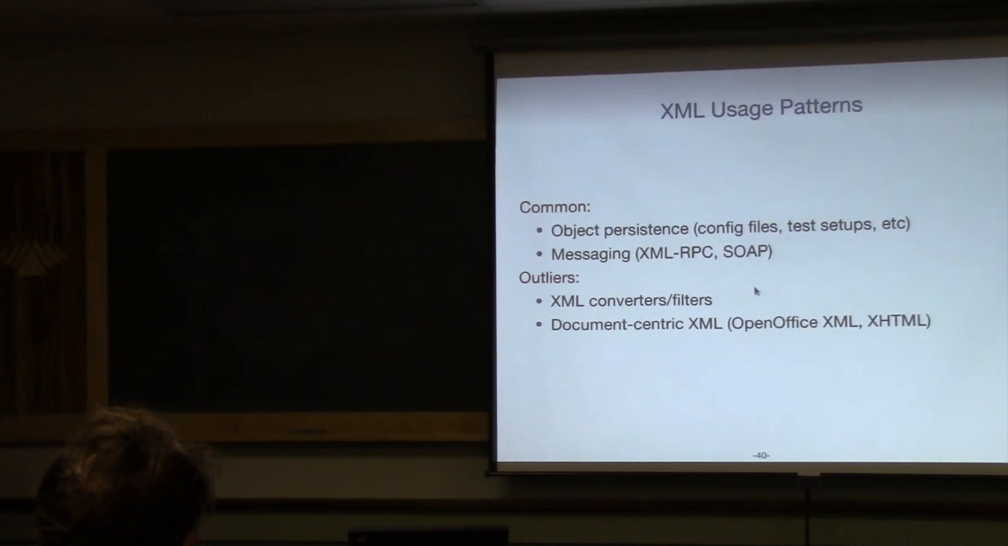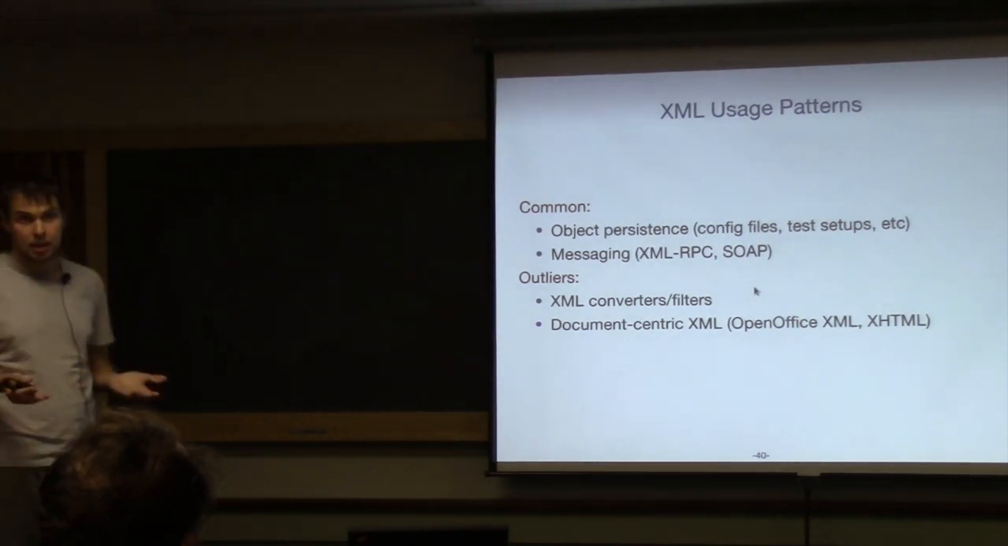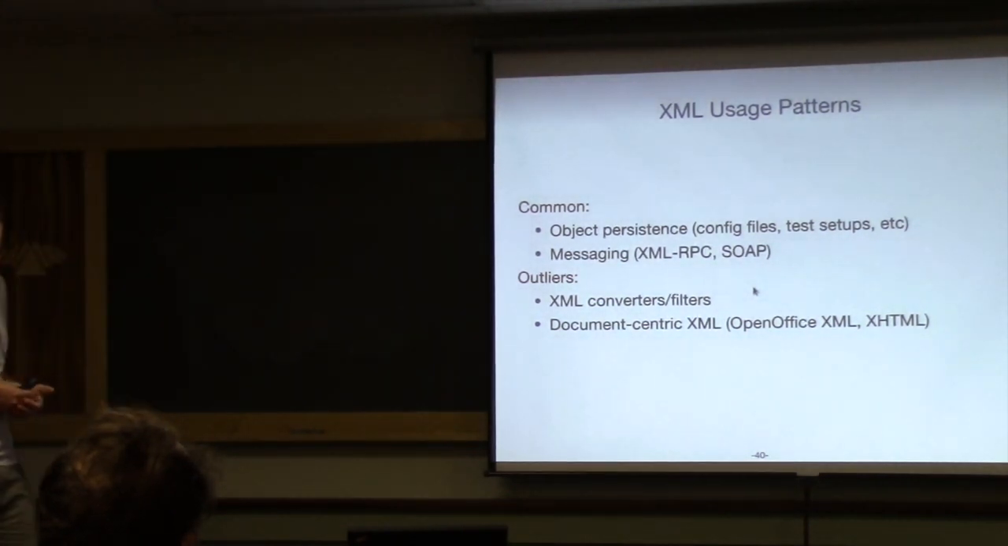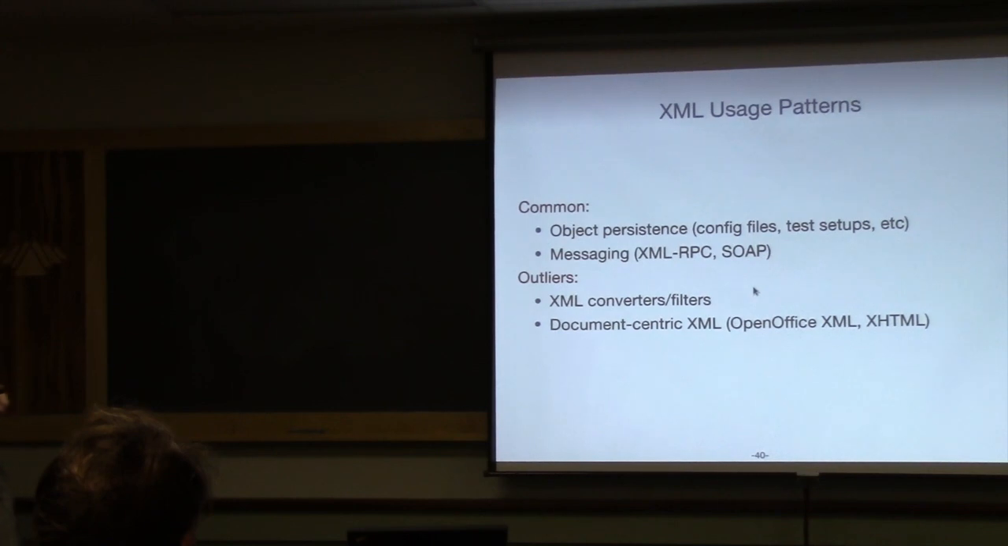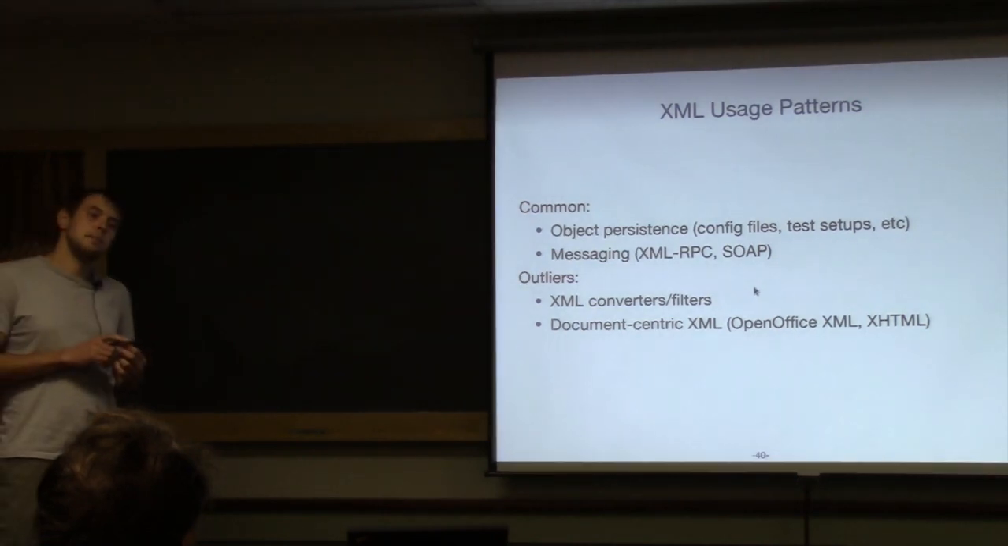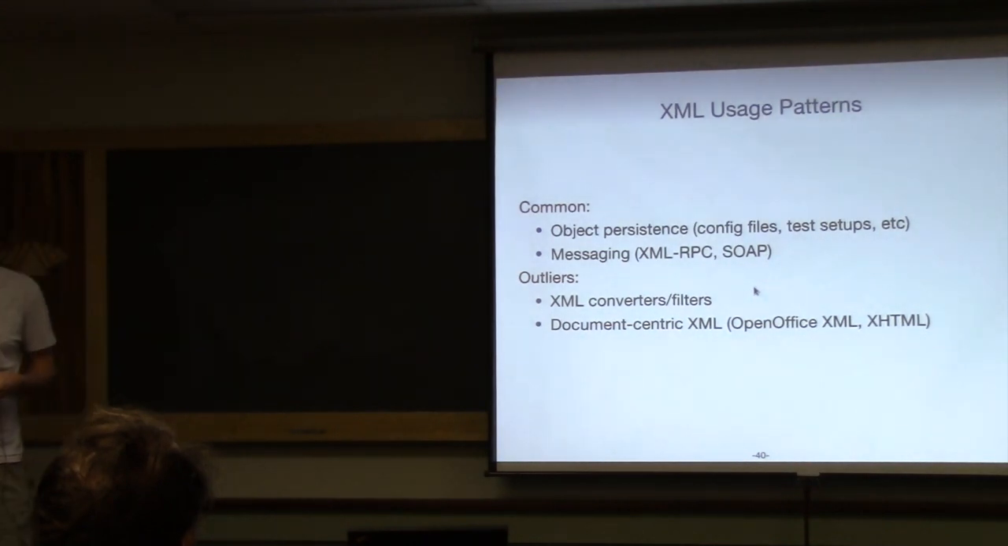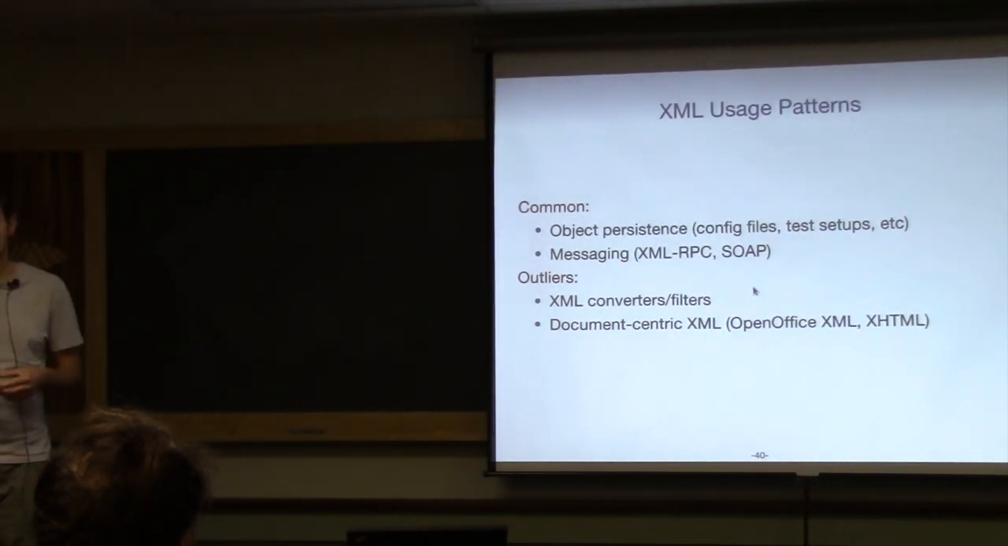Object persistence is just a label for data that describes stuff: configuration formats, test setups, game scenes, financial transactions, buildings, cities, and so on. You'd be surprised how many of these domains are actually defined formally in XML schema. I'm sure most of you have also seen XML used for messaging. Sometimes C++ is used to implement XML converters and filters, especially where speed is a concern.